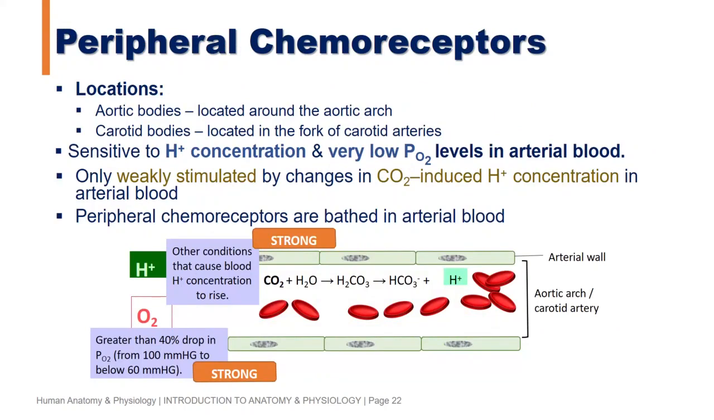Peripheral chemoreceptors are located in your aortic bodies, around the aortic arch, and carotid bodies, which are located in the fork of the carotid arteries. They are sensitive to hydrogen concentration and very low partial oxygen levels in arterial blood. They are only weakly stimulated by changes in the carbon dioxide-induced hydrogen ion concentration in the arterial blood. Peripheral chemoreceptors are bathed in the arterial blood.